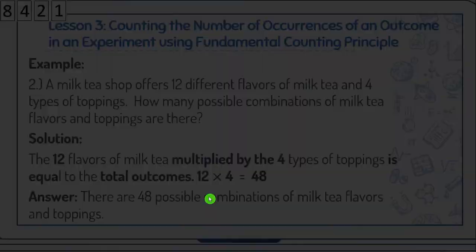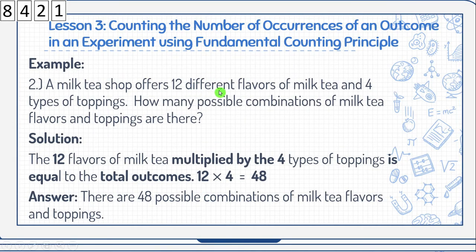For example number 2, a milk tea shop offers 12 different flavors of milk tea and 4 types of toppings. How many possible combinations of milk tea flavors and toppings are there? So, mayroong 12 different flavors at saka 4 types of toppings. Solution, the 12 flavors of milk tea multiplied by 4 types of toppings is equal to the total outcomes of 12 times 4. So, merong 48. Kasi since meron siyang 12 different flavors at saka 4 na toppings, what we're going to do is we'll just multiply that one. So, the answer is 48 possible combinations of milk tea flavors and toppings.